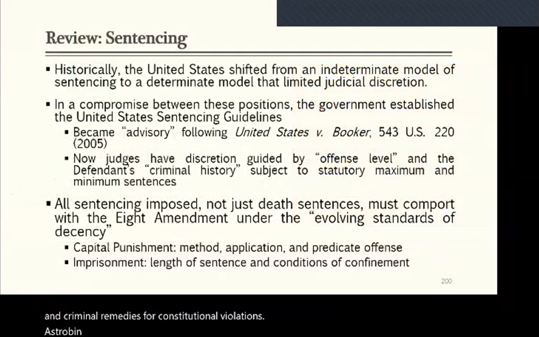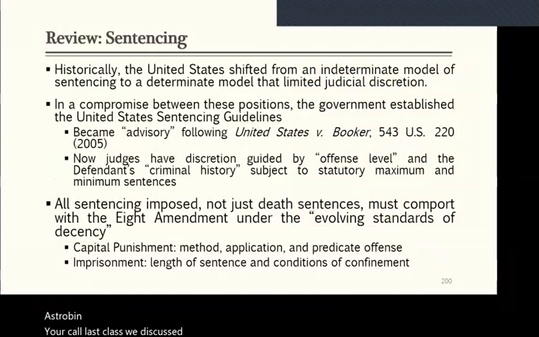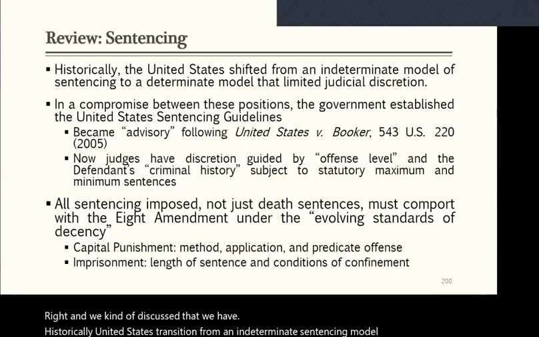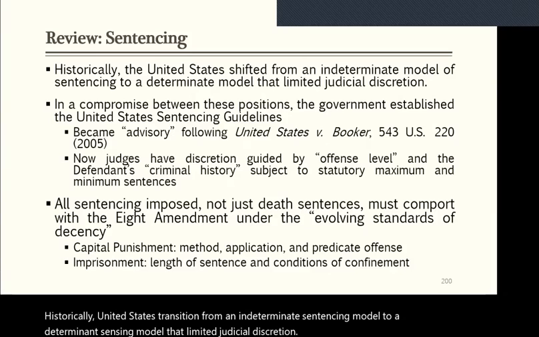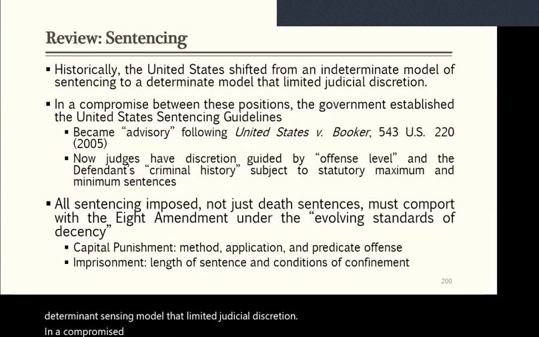So, if you recall, last class we discussed sentencing, right? And we discussed that historically the United States transitioned from an indeterminate sentencing model to a determinate sentencing model that limited judicial discretion. And a compromise behind these two positions, right? One that gives no discretion and one that gives almost absolute discretion. The government established the U.S.